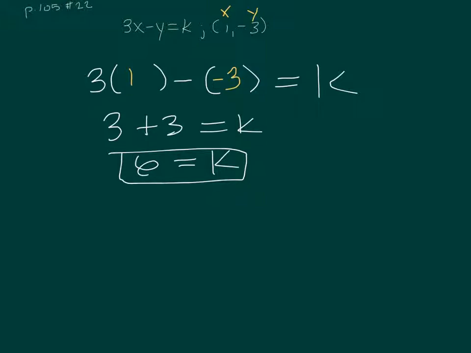But what we're eventually going to be using this for is to determine how we're going to rewrite this original linear function in standard form. So I'm just going to copy everything, 3x minus y, but now instead of writing k, I'm going to write that 6, so 3x minus y equals 6. So this would be my new standard form of this equation such that this ordered pair satisfies this equation.